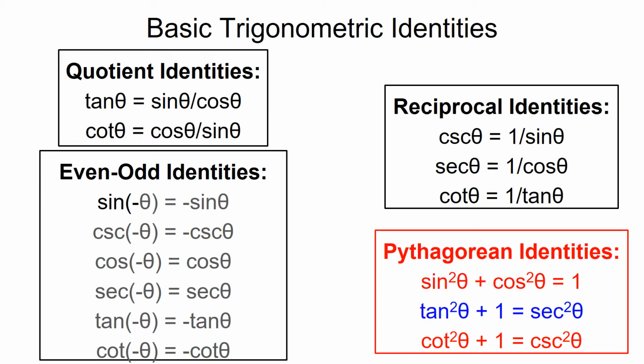The other two Pythagorean identities can be obtained from the first one by dividing every term by either cosine theta or sine theta. You should memorize all of the quotient, reciprocal, and even-odd identities. You should also memorize the first Pythagorean identity and be able to derive the other two from it. Memorizing all these identities is not very difficult if they're used frequently, solving problems like the following examples.